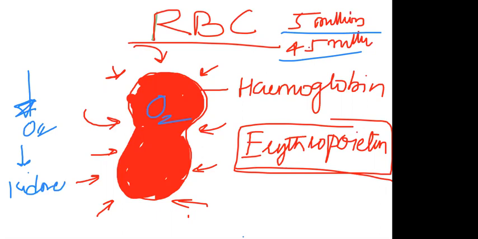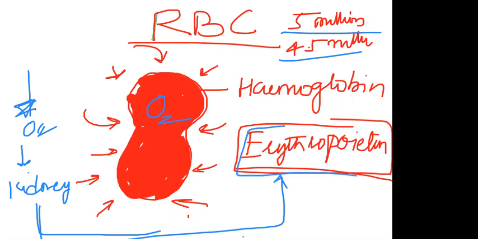Then the kidney releases the hormone. When we say kidney, we immediately say it's an excretory organ, but the kidney has a special function. It releases a hormone called erythropoietin, which stimulates the red bone marrow for the production of RBC. So the kidney stimulates the red bone marrow, by releasing erythropoietin, to increase the production of RBC.